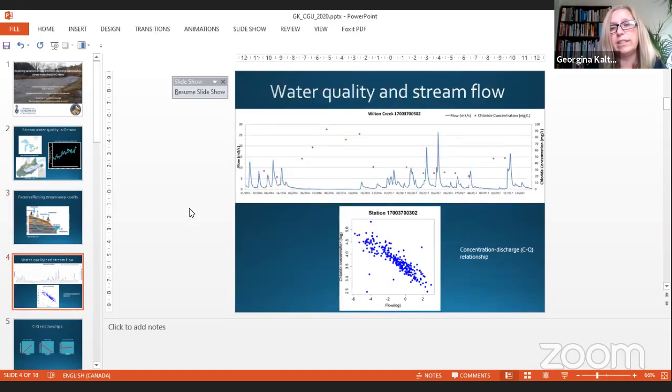It's very challenging to interpret water quality without taking into account the possible relationship with stream flow. You can see in the top plot a 2-year hydrograph, and the red dots are where a water quality sample was taken. That top plot is showing chloride concentrations. When you plot concentration against discharge over a long time period, you see whether or not there's a relationship between the concentration and discharge. And this is what we mean by a CQ relationship.